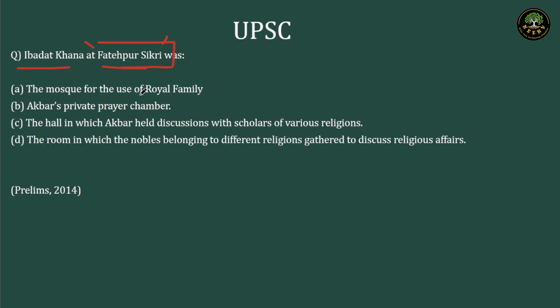The first statement: the mosque for the use of royal family. So it's a mosque. Second, Akbar's private prayer chamber. Third, the hall in which Akbar held discussions with scholars of various religions. Fourth, the room in which nobles belonging to different religions gathered to discuss religious affairs. If you look at the last two options, they are overlapping a little bit. This is about nobles, this is about scholars of various religions. If you know the nature of Akbar, Akbar is someone who founded his own religion called Din-i-Ilahi. So he was interested in such matters. So these two options can be correct. But if you don't know, any option is probable in this question.